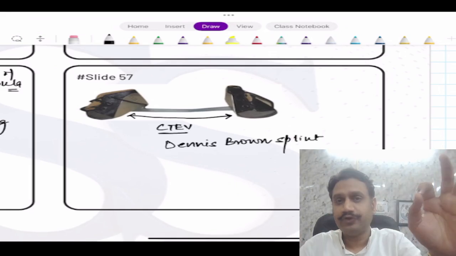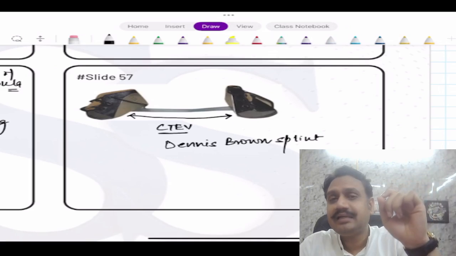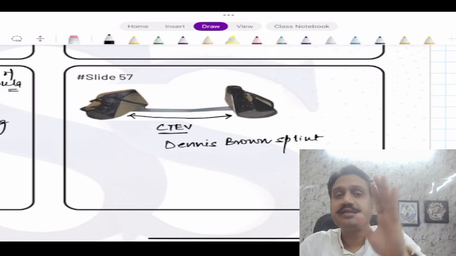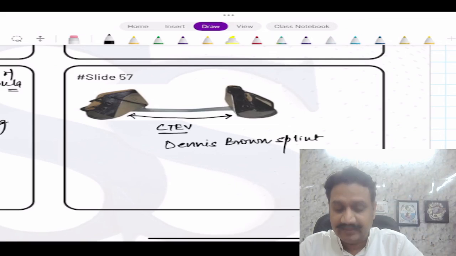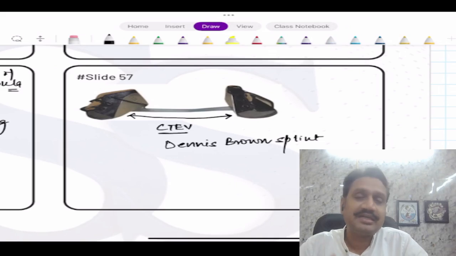Once you have corrected the foot, after correction, the maintenance has to be done, and that maintenance is achieved by the Denis Browne splint. Right? That is the CTEV splint or the Denis Browne splint, which is not the shoe. Shoes will be given when the child starts walking. It is only for the correction.